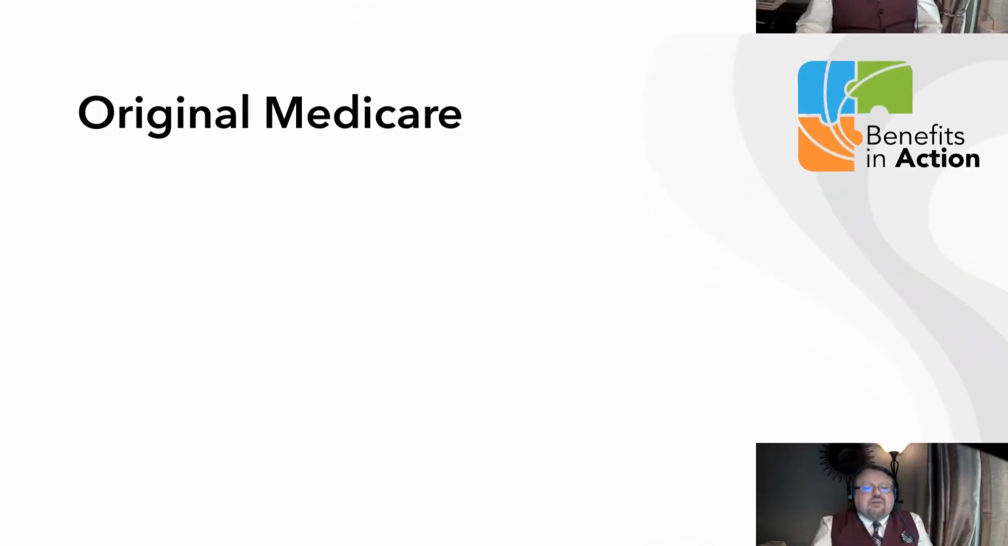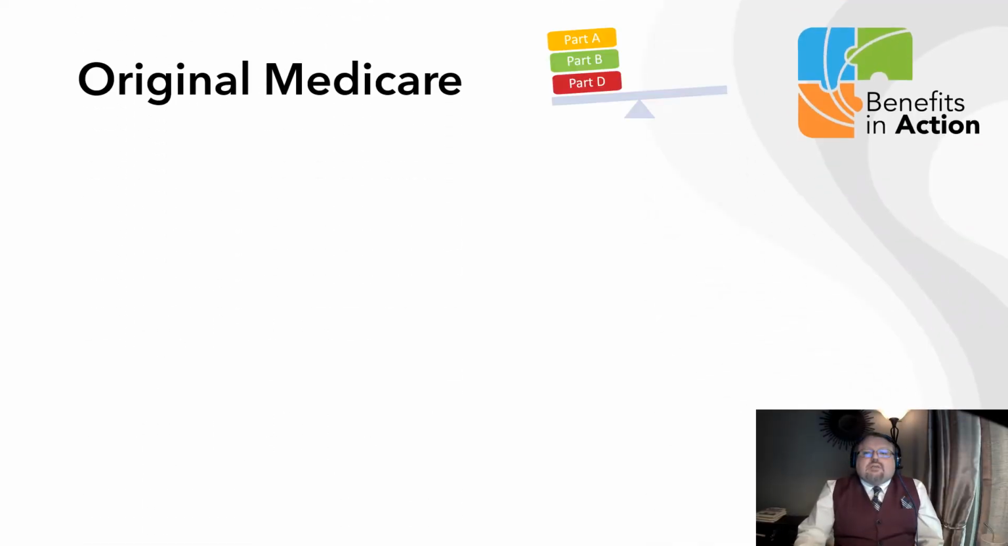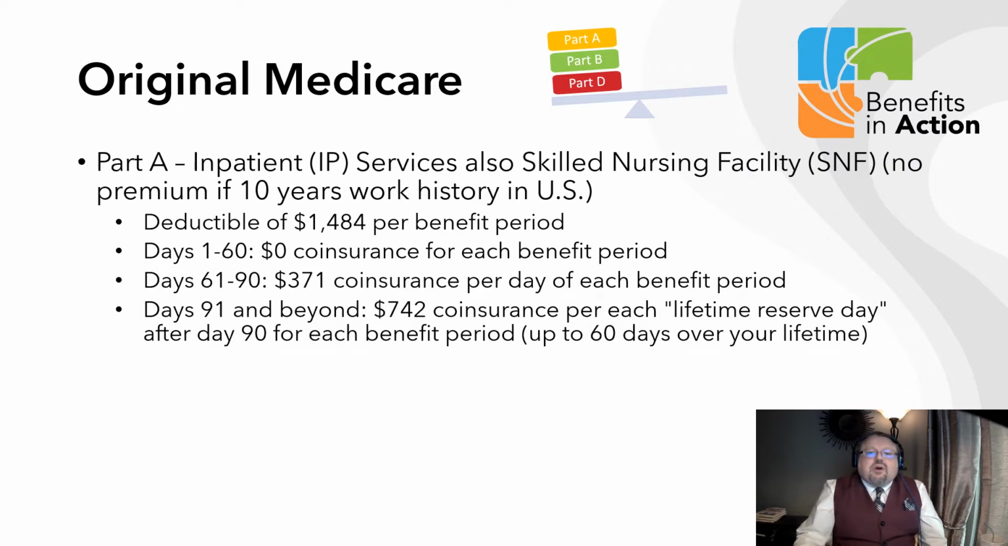of the beneficiaries' pockets. Original Medicare, as stated before, starts with Part A, which is inpatient services, also skilled nursing facility services. Part A is generally free of premium if you have 40 quarters or 10 years of work history in the United States, for which you have paid payroll taxes. Under Medicare Part A, there is a deductible of $1,484 per benefit period. A benefit period is defined as an admission to one of these skilled facilities.